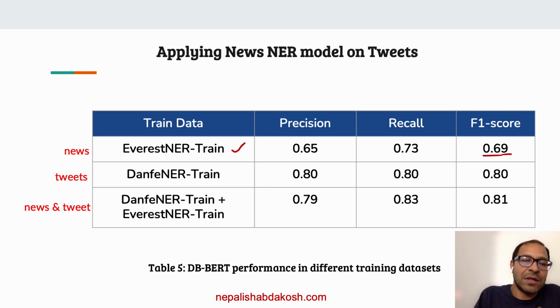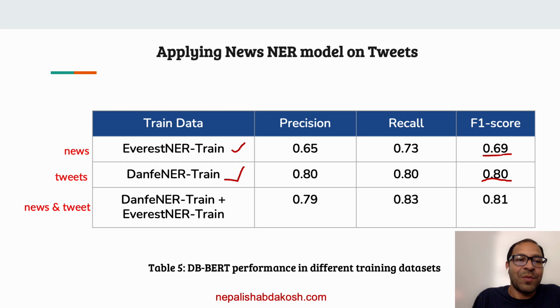We tested all of these cases always on the tweet test set, which is the DanfeNER test. Here, training on the formal news article dataset and testing on tweets, we got 0.69 F1 score. In the second experiment, which we already did, training on DanfeNER train and testing on DanfeNER test, we got an F1 score of 0.8, which is 11% up compared to applying the NER model trained on news. So this is a huge boost we get by having a tweet-specific model. And this is a validation of our original claim that tweet-specific models are needed for extracting NER from Nepali tweets.